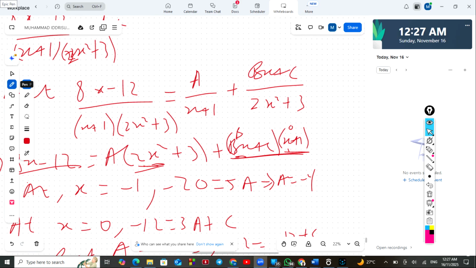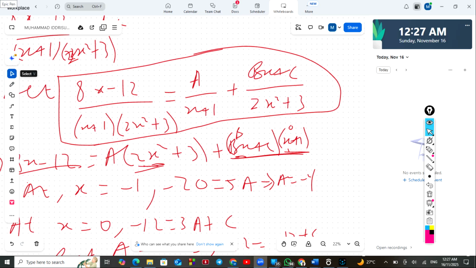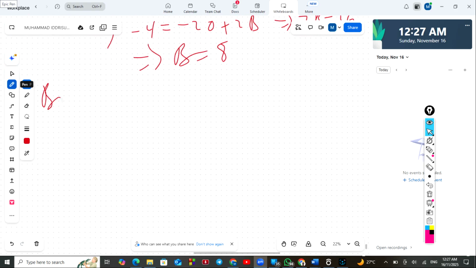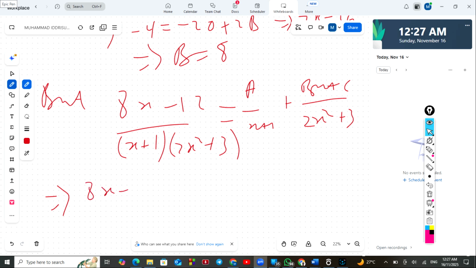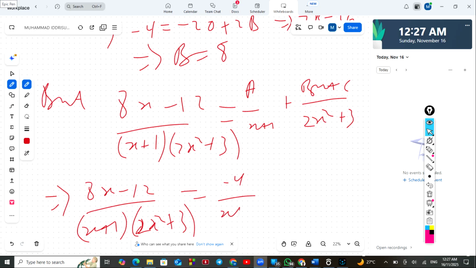Remember that whatever we have in the integral part is now represented by these partial fractions. But (8x - 12) over (x + 1)(2x² + 3) is now equal to A over (x + 1) plus (Bx + C) over (2x² + 3), which means that this (8x - 12) over (x + 1)(2x² + 3) is equal to our A, which is negative 4, over (x + 1), plus our B, which is 8, so we have 8x, our C is 0, so plus 0 over 2x² + 3.